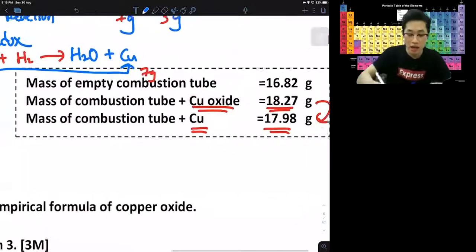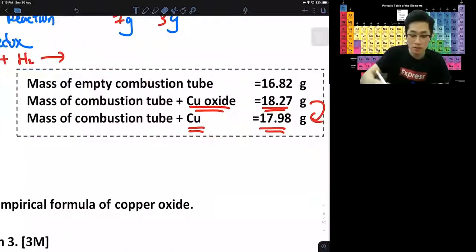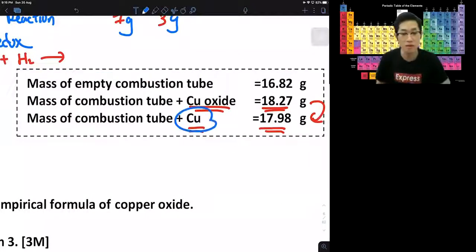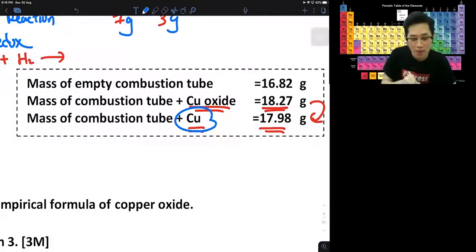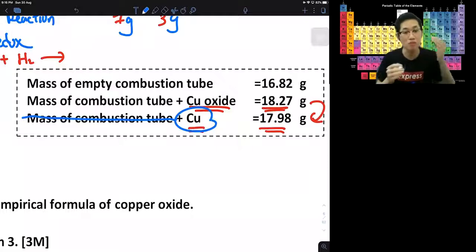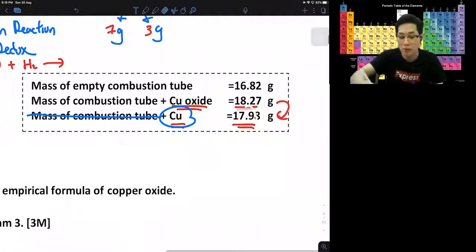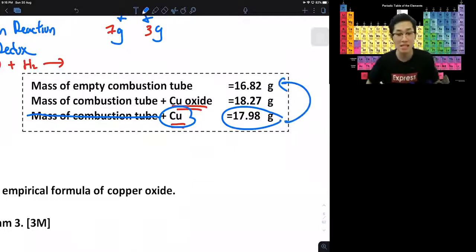You see, I want copper. That means I don't want the mass of combustion tube. So what I will do is I have to minus off the mass of combustion tube. So I will use this number to minus 16.82.